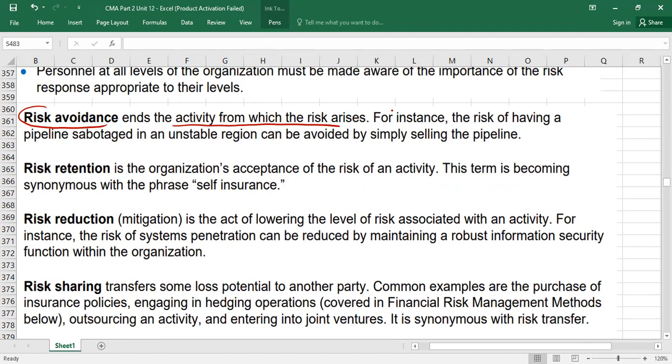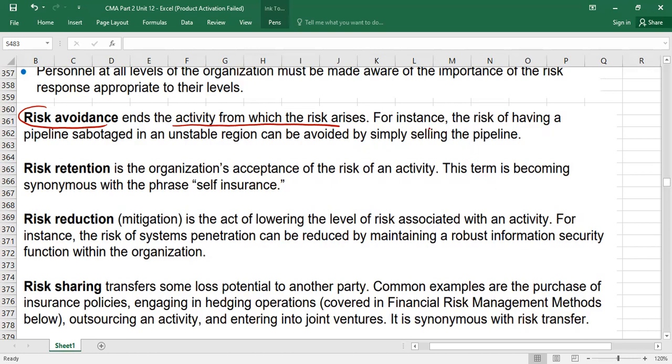Simply, risk avoidance means you do not want to take a risk. For example, if I tell you to invest in the stocks and you may have a loss of 10,000 or a profit of 10,000, you will think, should we take this risk? And you're thinking, no, you are not ready to take the risk of a loss of 10,000. You are saying, sorry, I don't want to invest. This is called avoidance. Simply, you are going to cease that activity where you are facing risk.